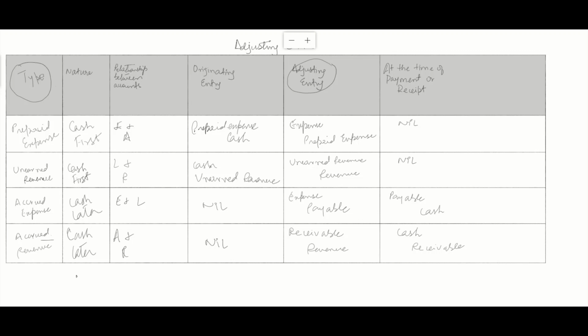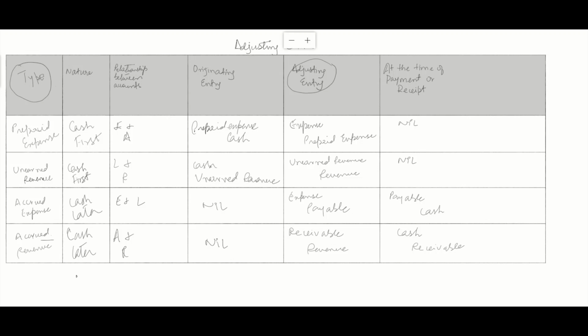After principles, let's discuss some characteristics of adjusting entries. First is that every adjusting entry involves the recognition of either revenue or expense. Revenue and expense represent changes in owner's equity. However, owner's equity is not changing by itself. There must be some corresponding change in either assets or liabilities.